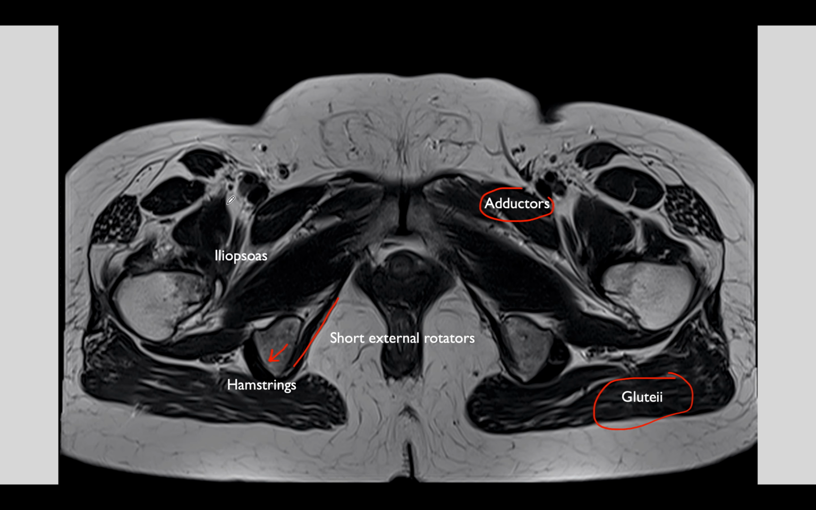Then we have the iliopsoas muscle here anteriorly and the iliopsoas bursa that runs along with it. And then we have the anterior extensors of the thigh, including the iliotibial band, and then along with the sartorius, gracilis and semimembranosus.